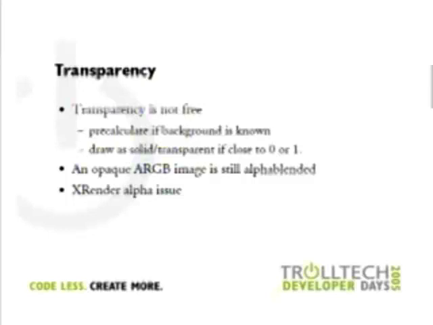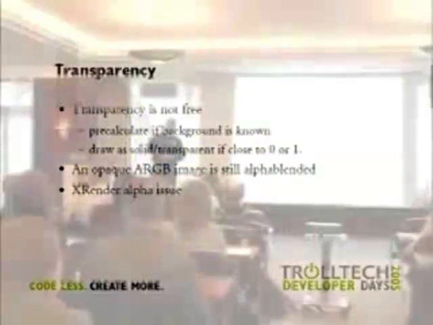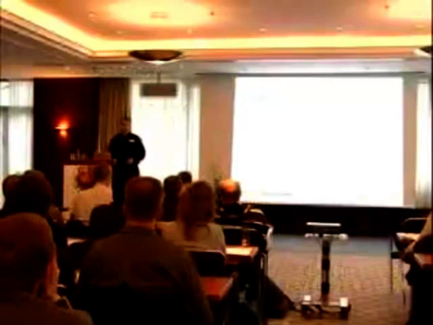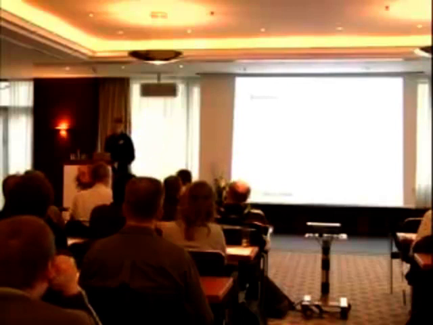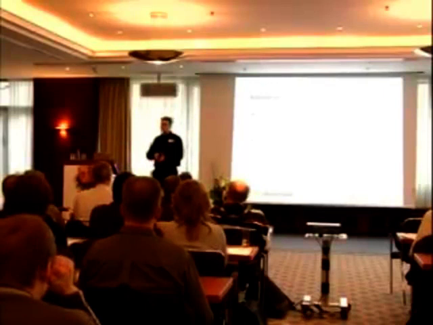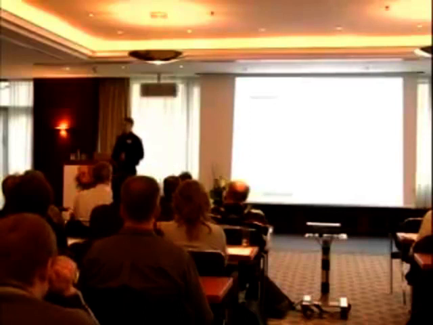If you know the background color, then you can pre-calculate what kind of color you will get when drawing this transparency over it. For instance, if you're hovering over tool buttons and you just want them to be a bit darker, you can just use your dark color rather than drawing a semi-transparent black rectangle on top of that, just as an example. And sometimes, if the transparency value is close to transparent or close to opaque, you can either draw it as a solid or skip it. It depends on the detail that you actually want.